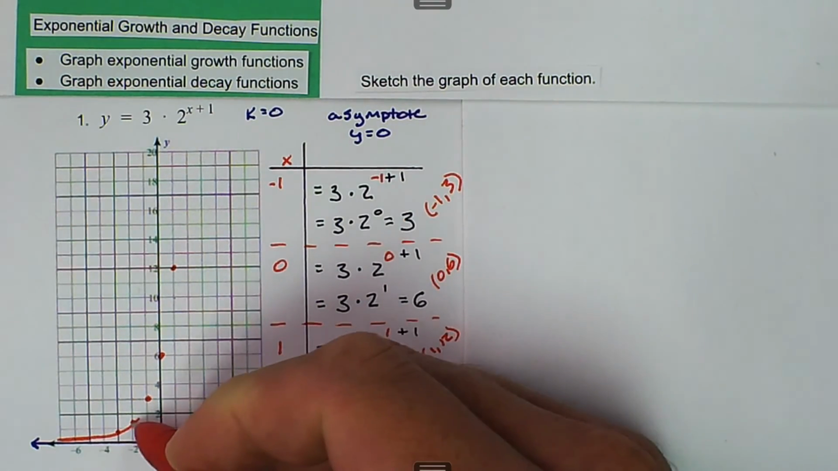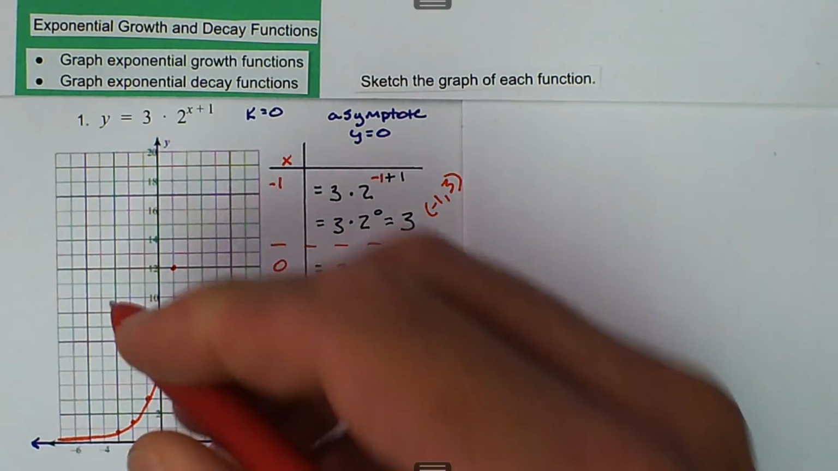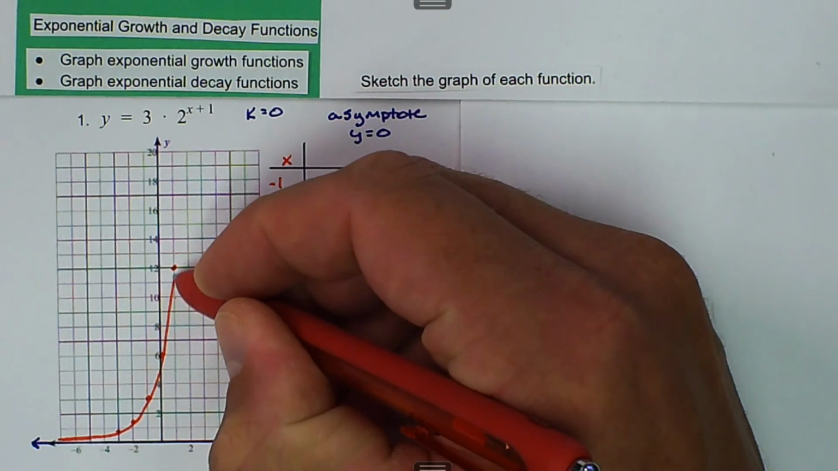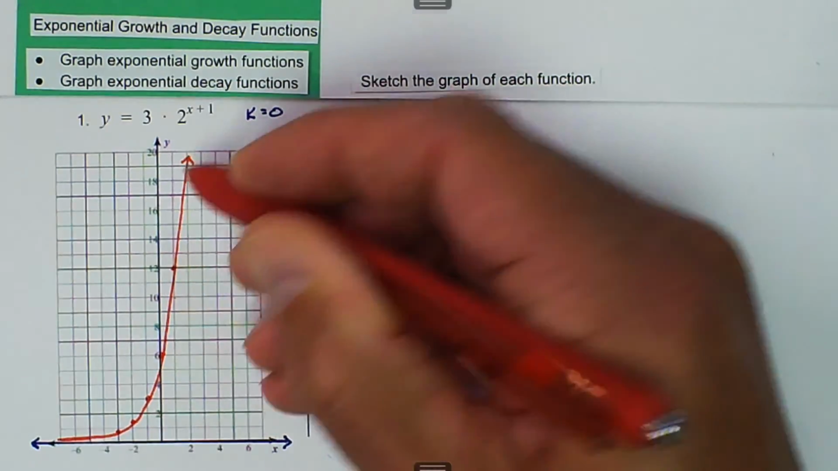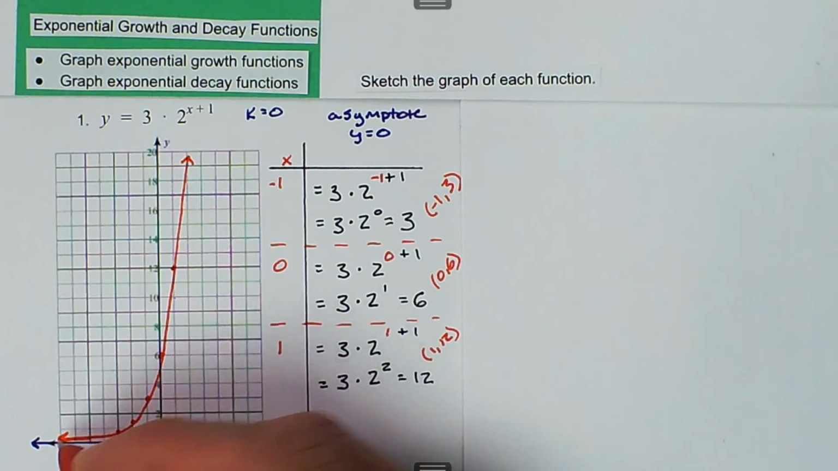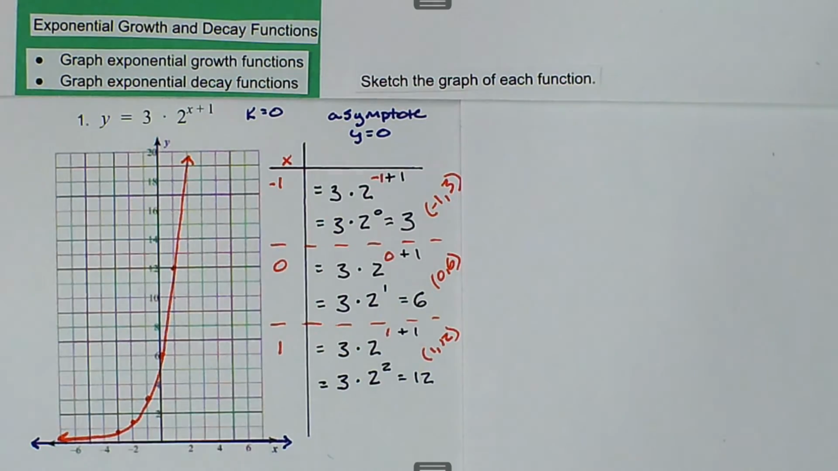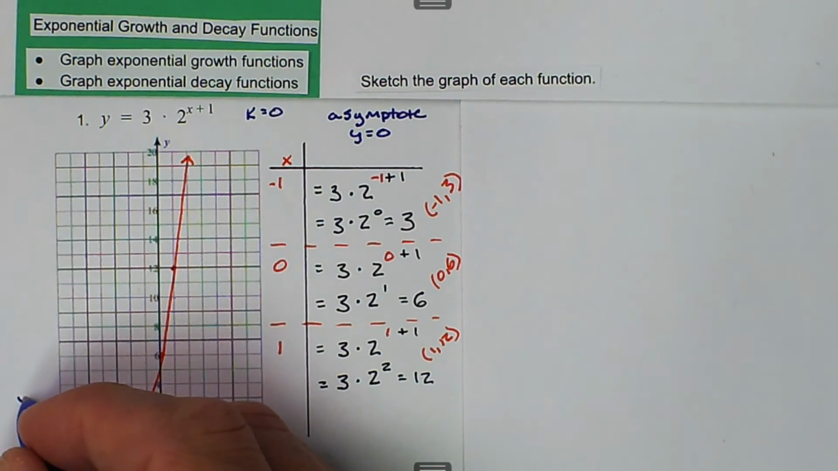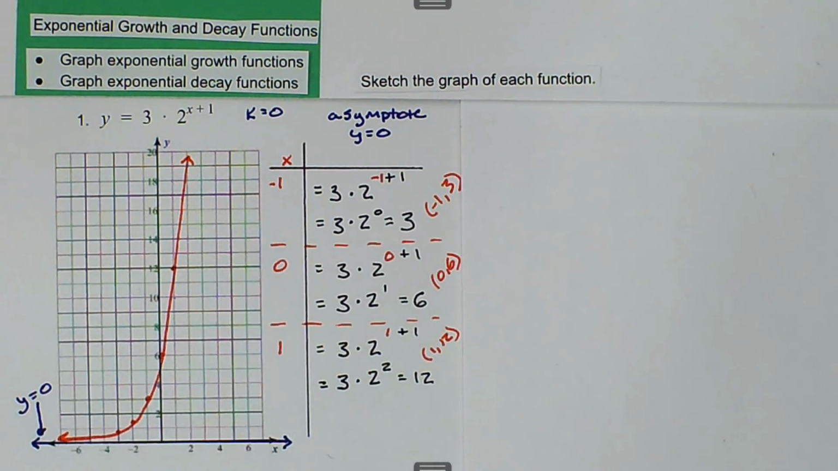And then we just want to draw a nice smooth graph through the points that we just created. And then there we have it. And again, our asymptote is down here where y is equal to 0. So that's going to be the line that our graph does not cross.